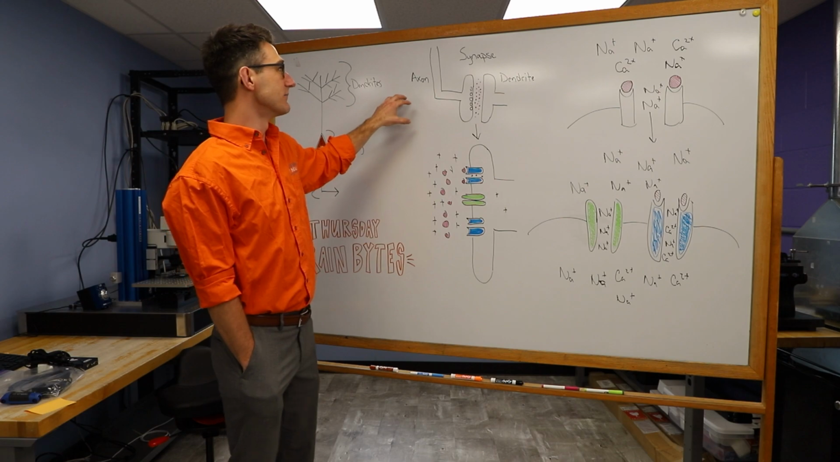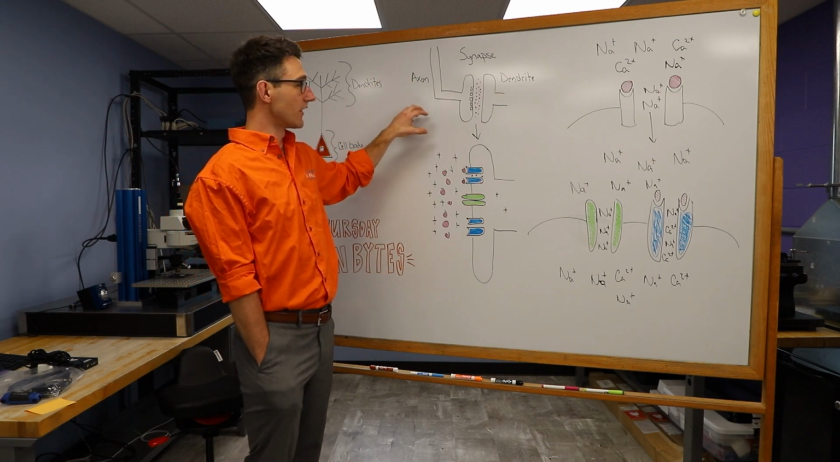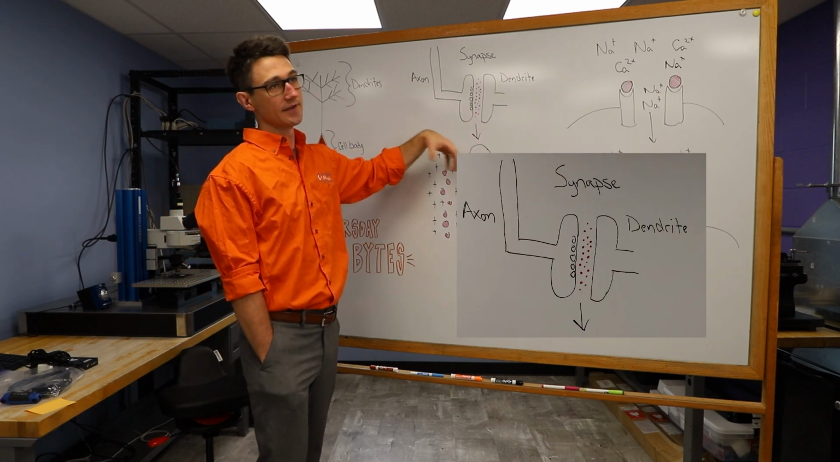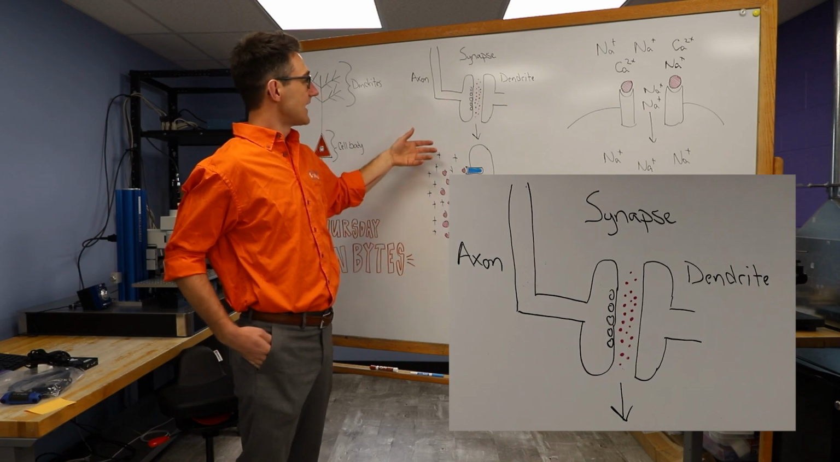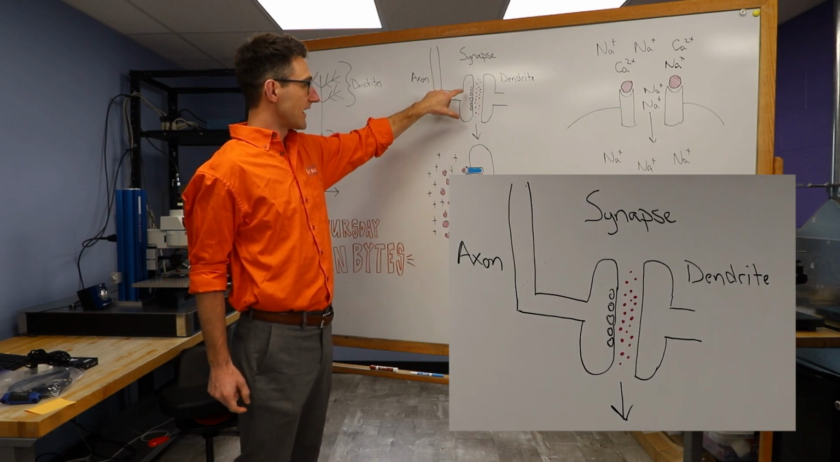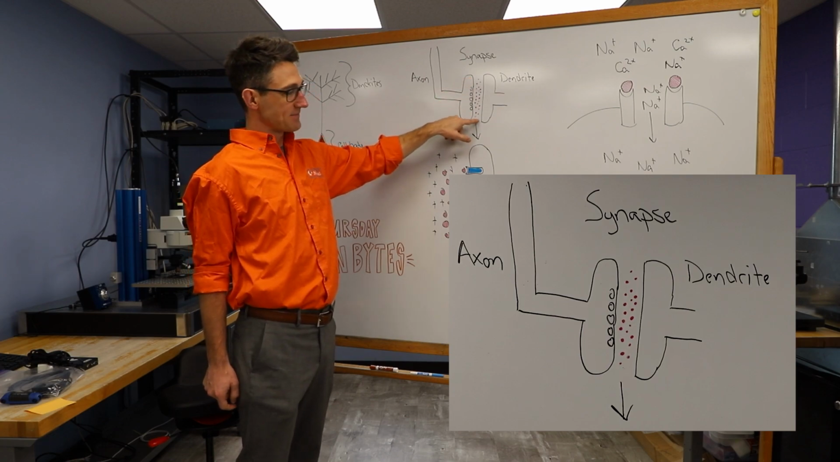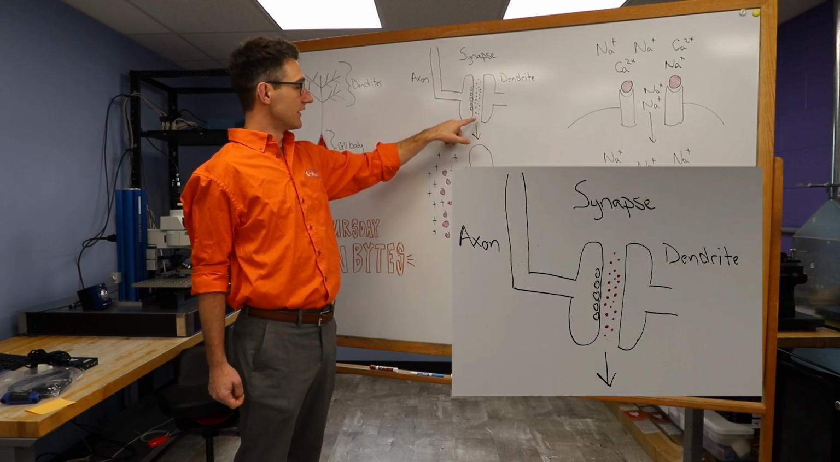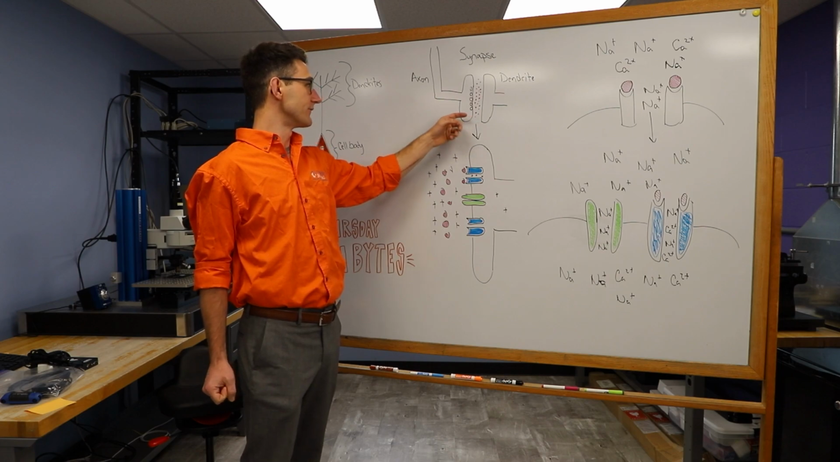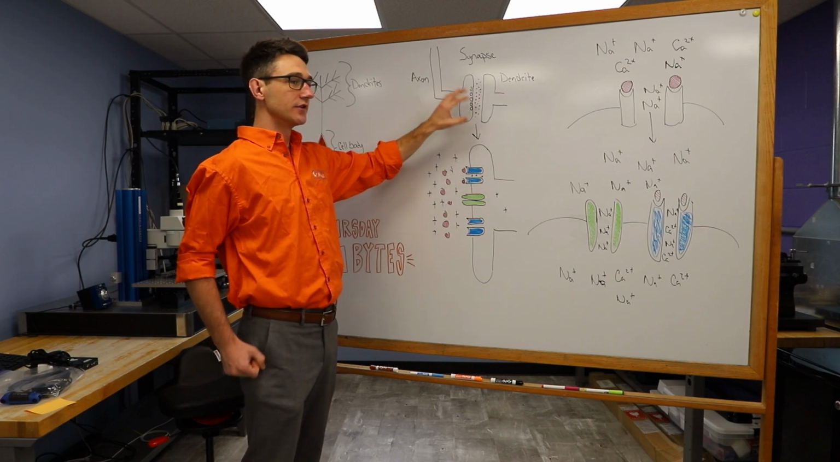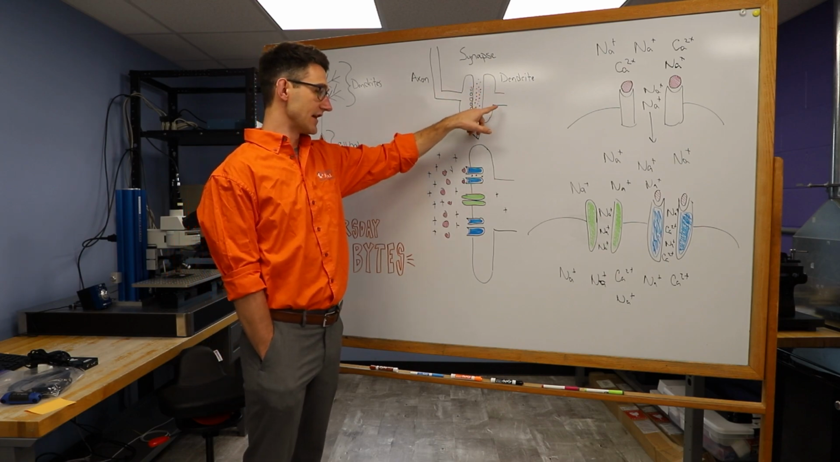So that junction between the axons from one neuron and the dendrites from another neuron is called the synapse. At a synaptic junction, you have synaptic vesicles in the axon which release neurotransmitters into the synaptic cleft. And these neurotransmitters diffuse across the synaptic cleft to ligand-gated ion channels of the dendrite.